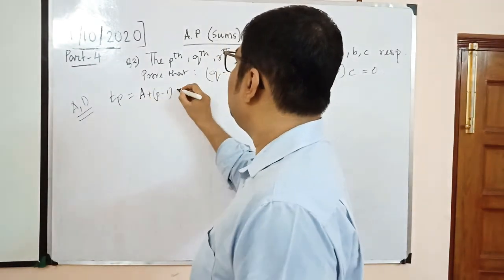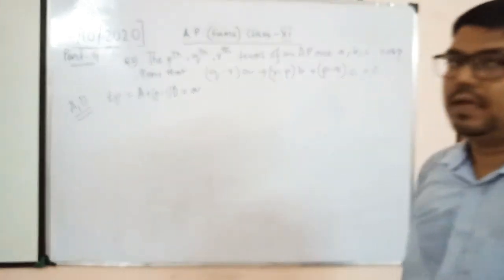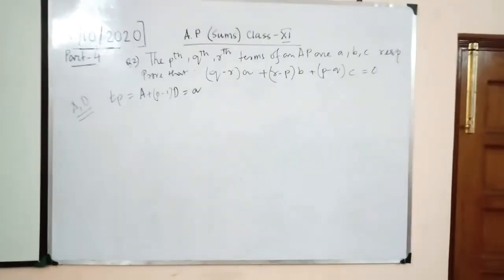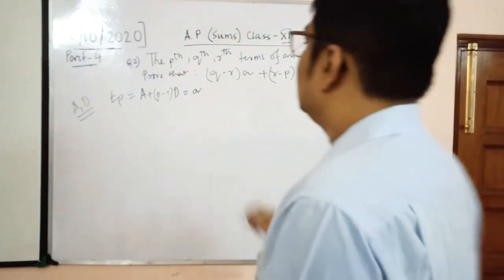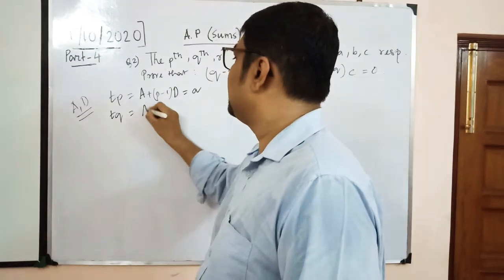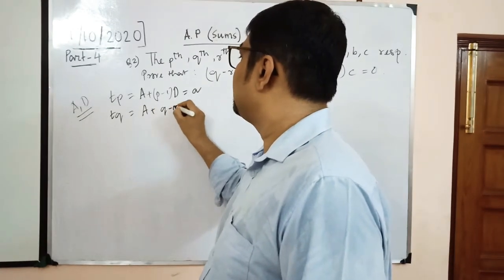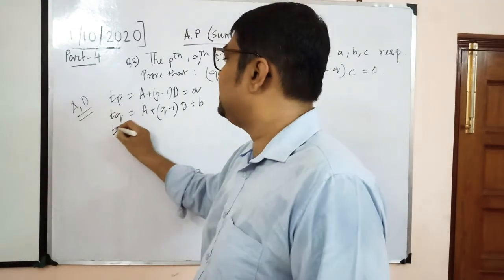So A plus P minus 1 into D is equal to small a. In that way we write TQ also, which is b, and TR also.